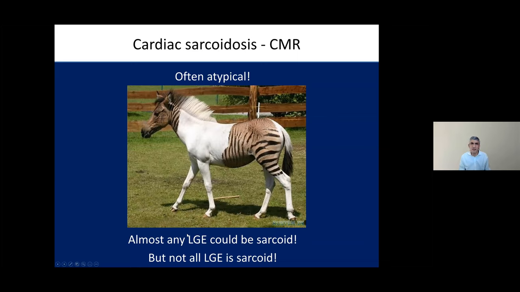What I've shown you are some very obvious examples, but cardiac sarcoidosis often appears atypical. And one of the challenges is that any late enhancement in the heart of a person with extra-cardiac involvement of sarcoidosis could be cardiac involvement of sarcoidosis, but not all late enhancement is cardiac sarcoidosis. So we often have to look at these images quite carefully and see what points it in favor of being sarcoidosis. Is it obviously something else? Can we be sure?